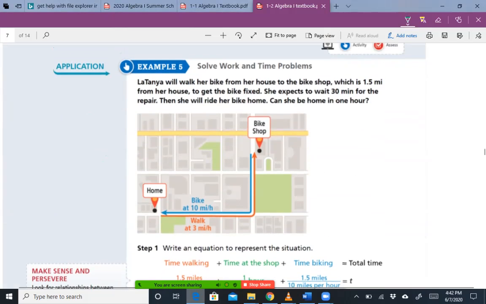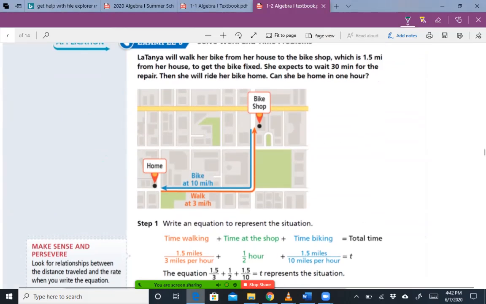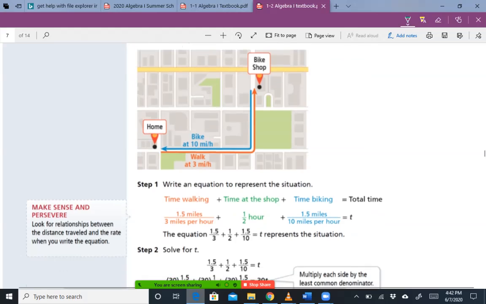Next example. Latanya will walk her bike from her house to the bike shop, which is 1.5 miles from her house, to get the bike fixed. She expects to wait 30 minutes for the repair. Then she's got to ride her bike home. Can she be home in 1 hour? Notice how she bikes at 10 miles an hour, and then she can also walk at 3 miles an hour.